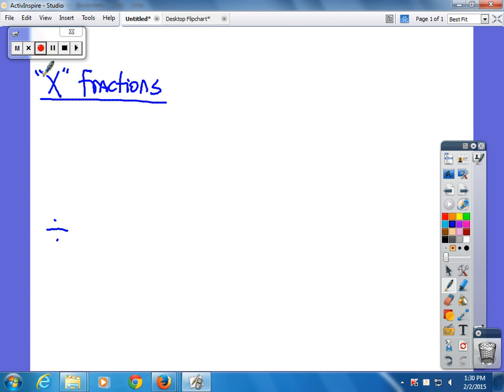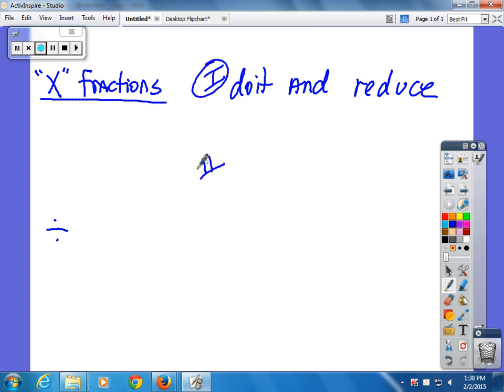All right, multiplying fractions. You either do it and reduce. That's one method. Or the second method is reduce and do it. And y'all might find this hard to believe, these are Hubertisms. In other words, you're not going to find them in the book. You either do it and reduce, or you reduce and do it. What the heck does that mean?